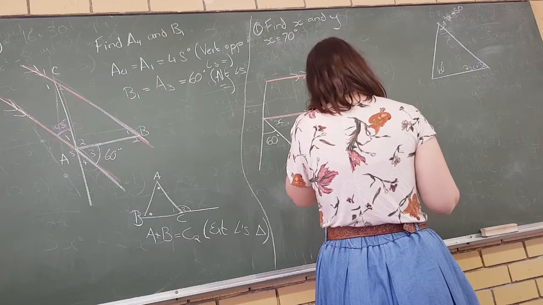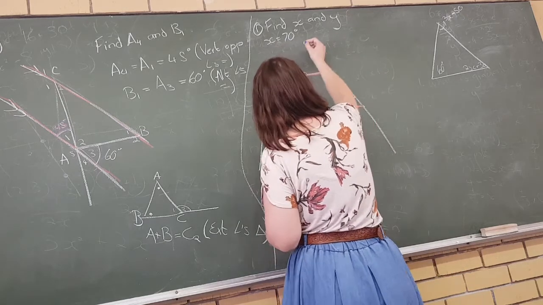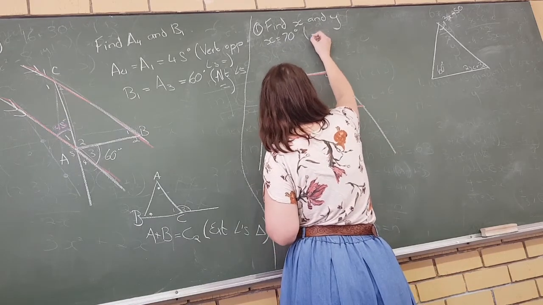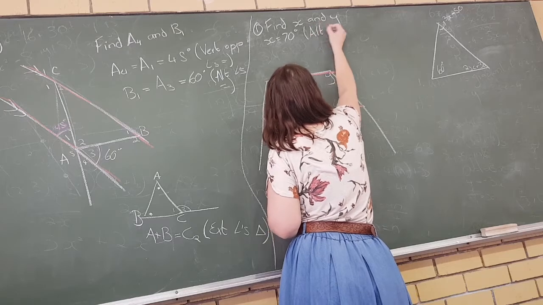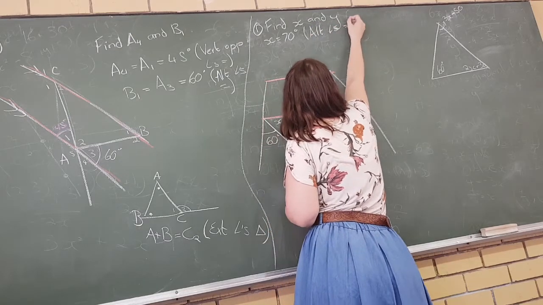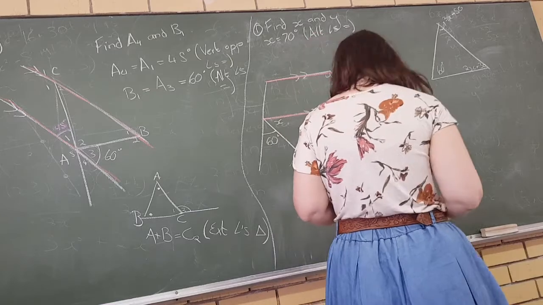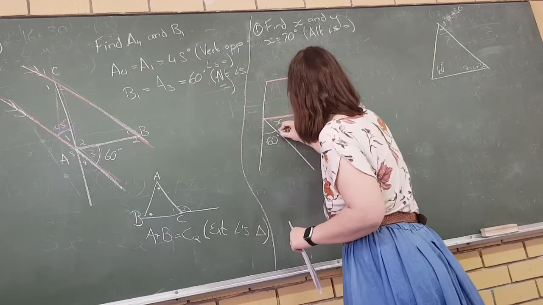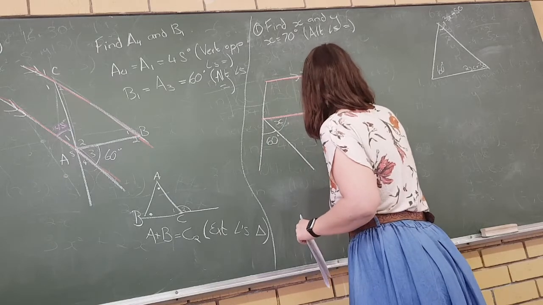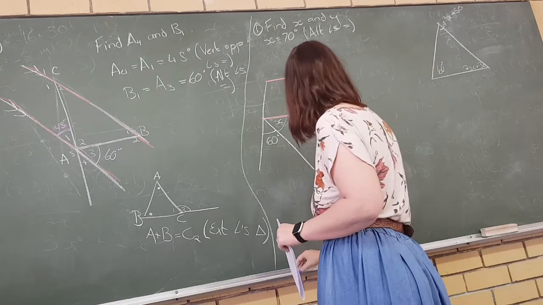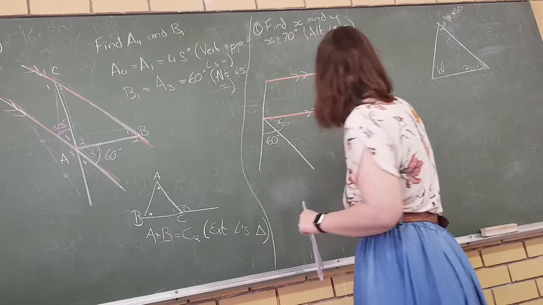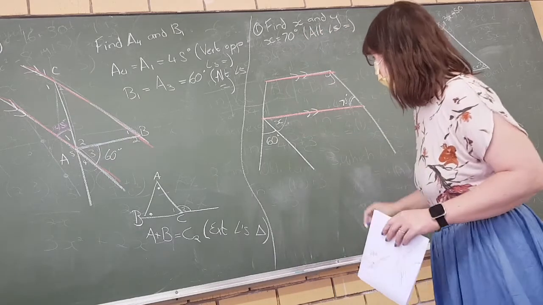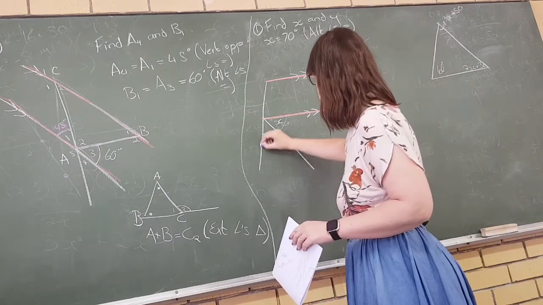Alright, so now I say X is equal to 70. What's my reason? Alternate angles equal. So I have X is equal to 70, so those 2 angles are equal. Now I need to find Y. Y is 110. Alright, there's a U.